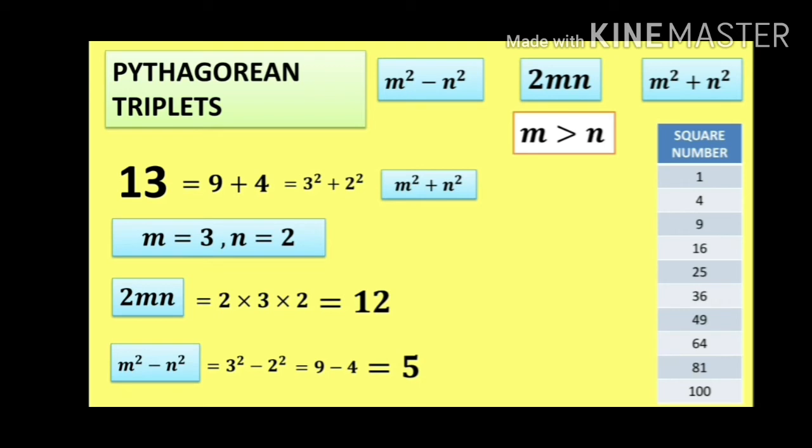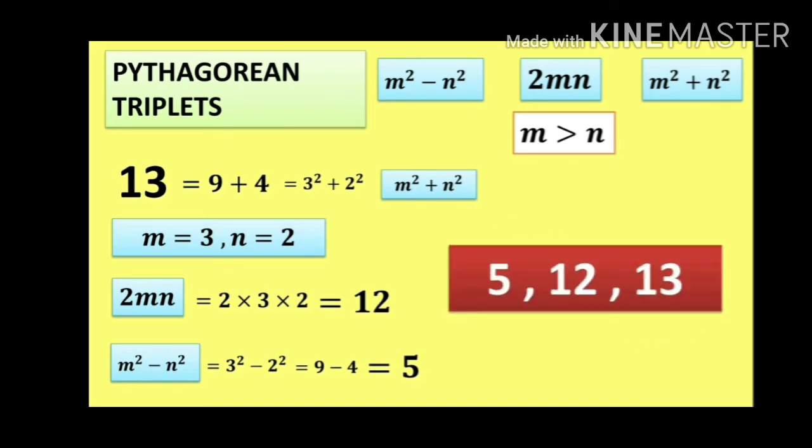So here using the sum of the squares, we are finding the other two members. Because we have taken the sum of the squares, that means m squared plus n squared we can know. So using m squared plus n squared, we are finding m and n. And using m and n, we are finding the other two members. So here we can say 5, 12 and 13 form a Pythagorean triplet.